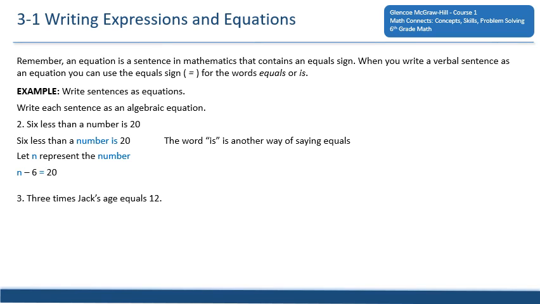3 times Jack's age equals 12. Well, 3 times Jack's age equals 12. We'll let A represent the age.